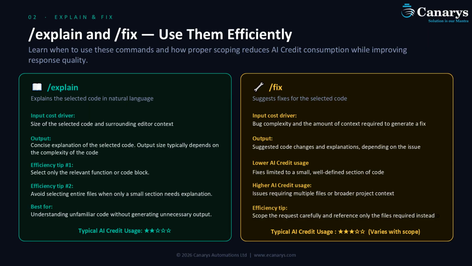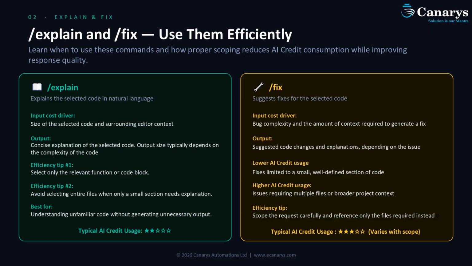Let's begin with the two / commands you'll probably use most often, /explain and /fix. /explain is designed to help you understand existing code. Since it generates descriptive text instead of large amounts of code, its AI credit usage is generally moderate. To keep it efficient, select only the function or code block you want to understand rather than an entire file or module. /fix helps identify and resolve issues in your code.